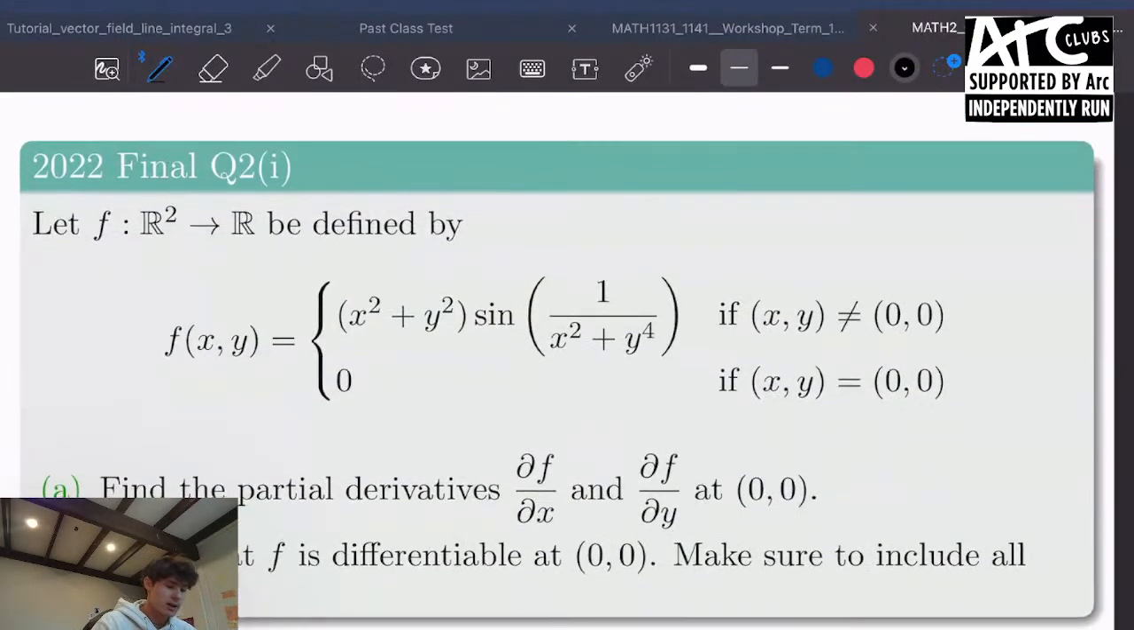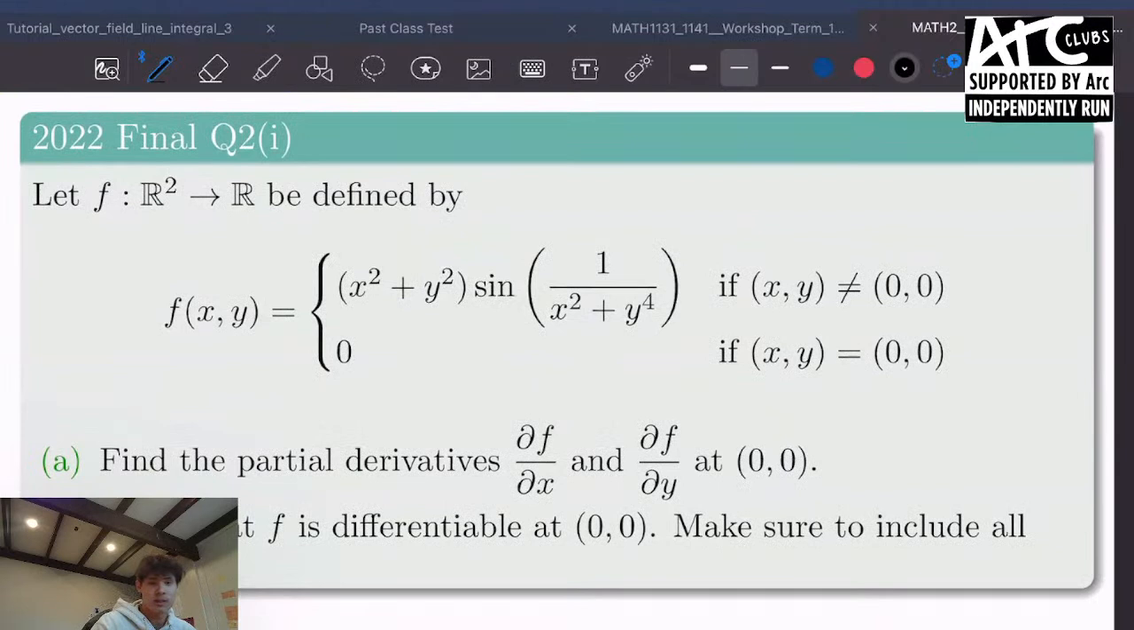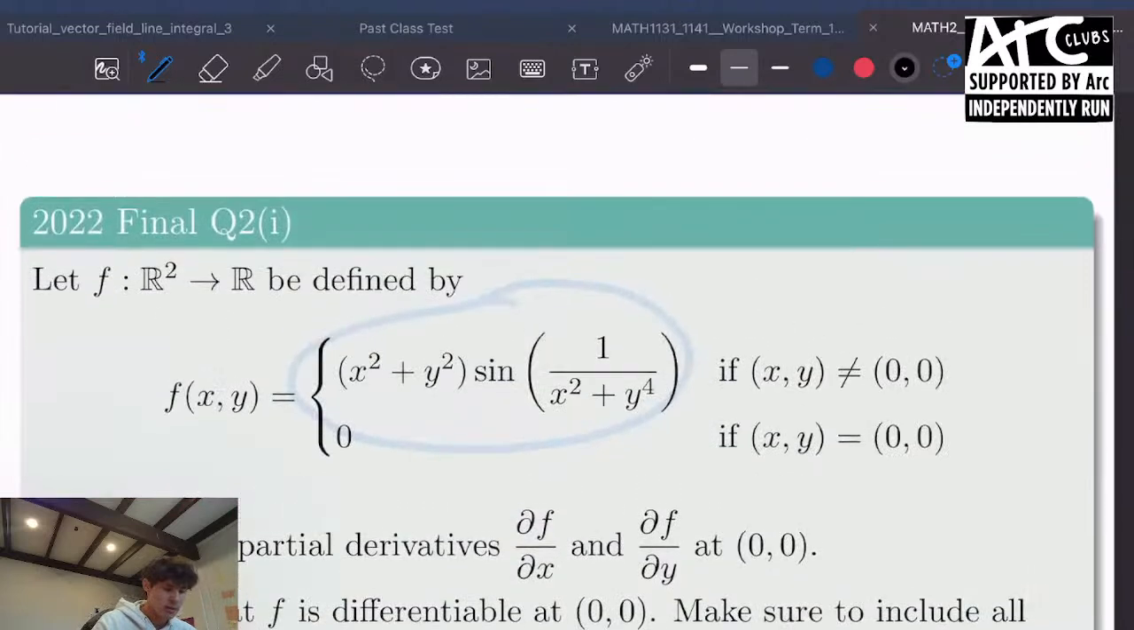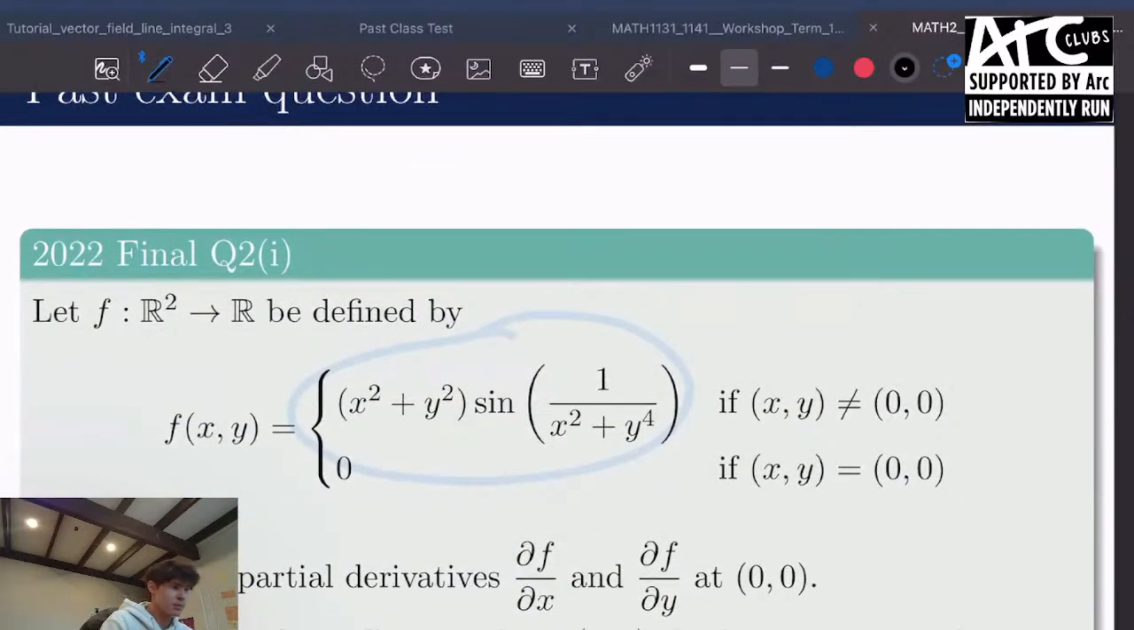So let's consider some piecewise function, defined as so. What we have is it's defined like this when we're working with everything that's non-zero, and then it's equal to 0 at the point (0, 0). So now find all the partial derivatives, df/dx and df/dy at the point (0, 0). In general, partial derivatives are quite easy to find because we can just use the rules that we learned in single variable calculus.